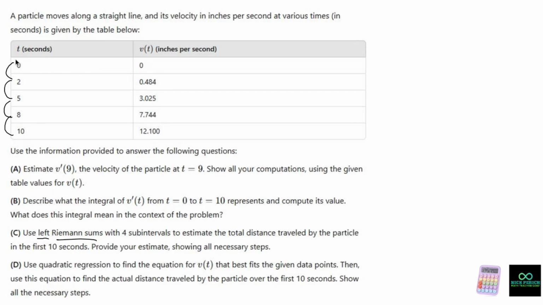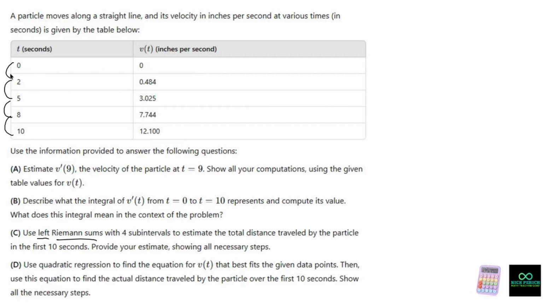But again, when you're using left Riemann sums, you're going to use whatever intervals you have and plug in the lower version of that. If it was the right Riemann sum, we plug in the upper version of it, and if it was mid-point Riemann sums, then we would just do the middle. That's not what we're dealing with here.